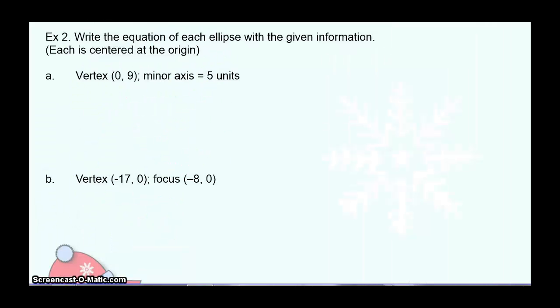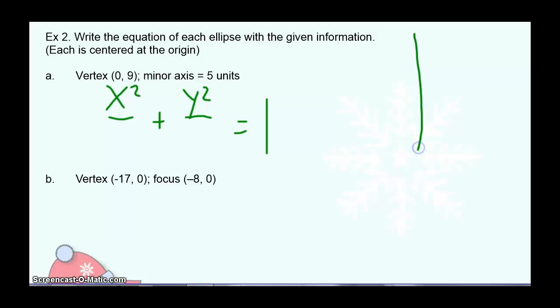Let's look at a couple other questions. These are just writing equations given this information. Each is centered at the origin. If the center is at the origin, I know right away it's going to be x squared plus y squared equals 1, and I have to find the numbers underneath. What I usually do is draw a little sketch. The center's at 0, 0, and it says the vertex is 0, 9. So 0, 9 would be up here.